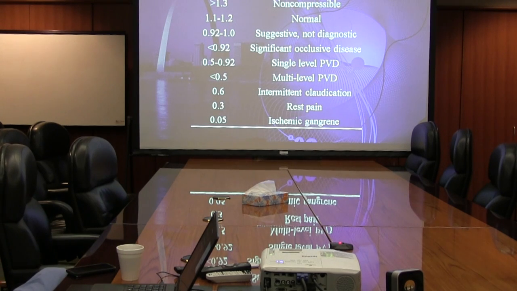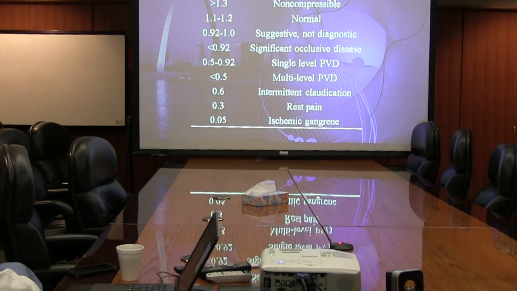You can see 0.9 to 1 is starting to get below normal. Less than 0.9 is, and these are rest values, we'll go over exercise, definitely abnormal. 0.5 to 0.9 is single level vascular disease, so maybe they have an SFA stenosis. I don't think about this too much. Once again, I keep it simple, either abnormal or normal. But you can go on down. Less than 0.5, you probably got multi-level disease.